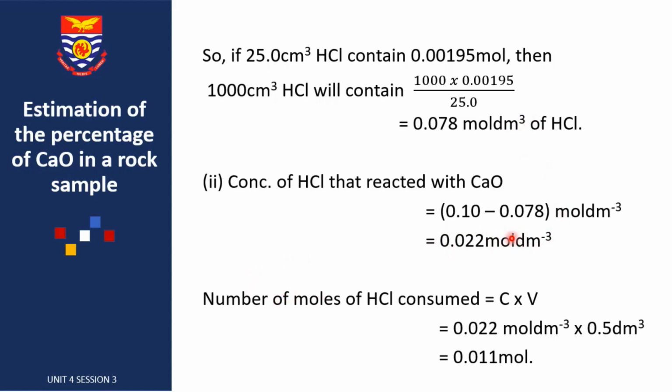So using the relation C is equal to N over V, and for that matter N is equal to C times V, we know the concentration that was consumed, which is 0.0022, and then the volume, which is 500 cubic centimeters, and we convert it to decimeters. That gives us this. Because we are finding moles, our unit should be mole. Converting this into decimeters cubed, this decimeter cubed can cancel the per decimeter cubed here, so that we'll be left with a mole. So this is the moles of the acid that reacted with the calcium oxide.